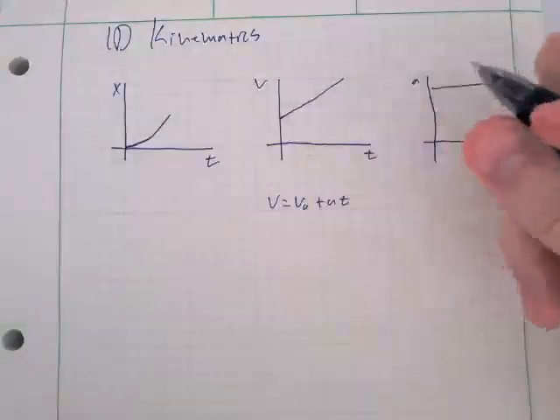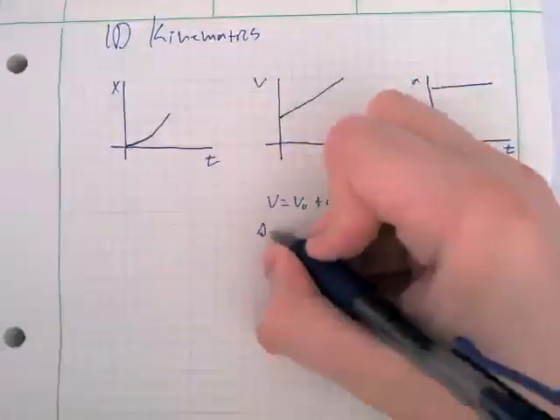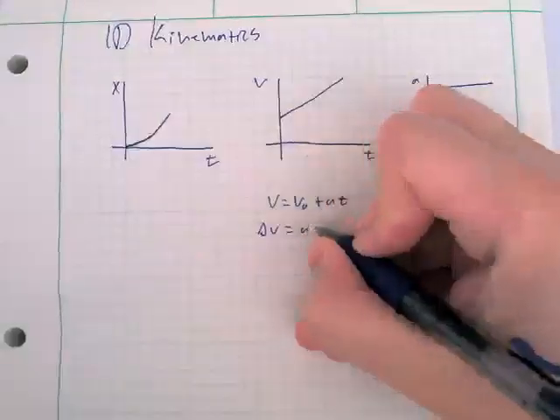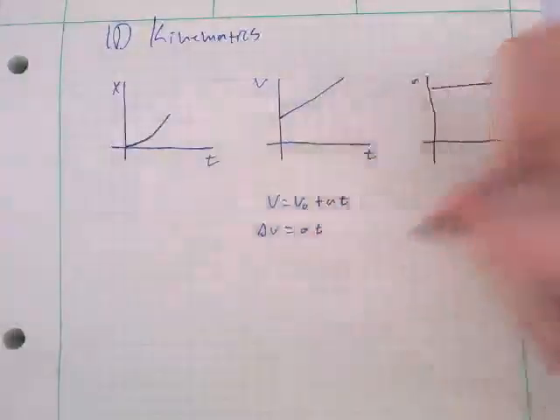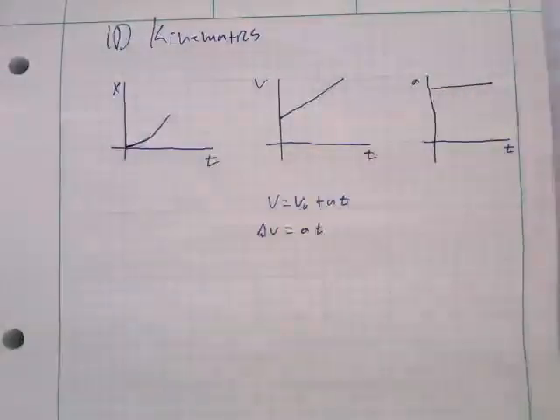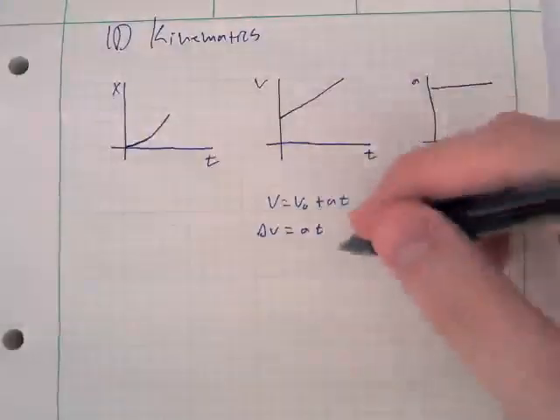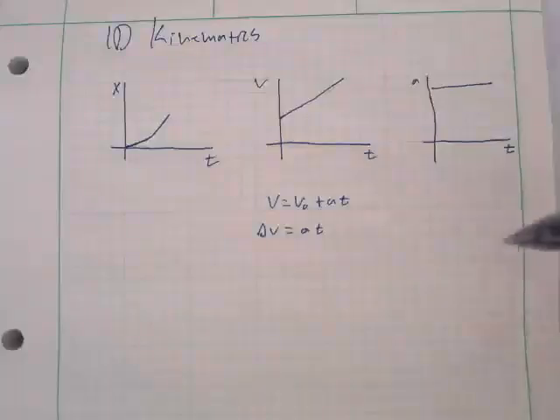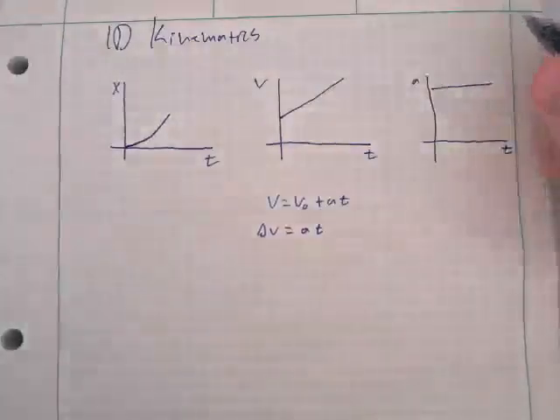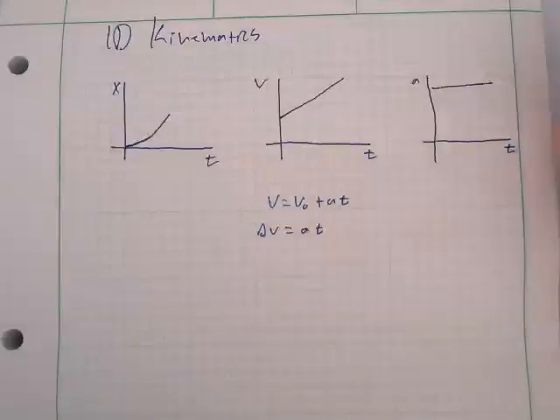I can still say the same thing that we had before, delta v equals at. This will always be true, right? The change in velocity is equal to your acceleration times your time, right? Your acceleration is your rate of change of velocity, so multiply that by however long you're accelerating, and that will give you the amount that your velocity has changed by, right?